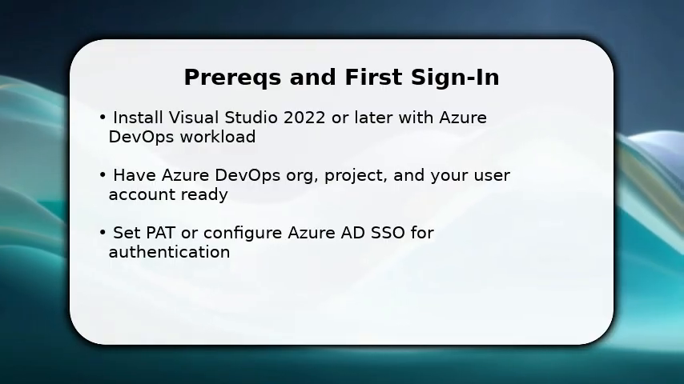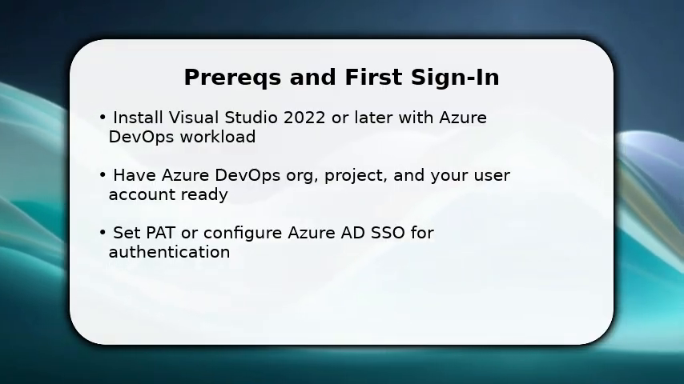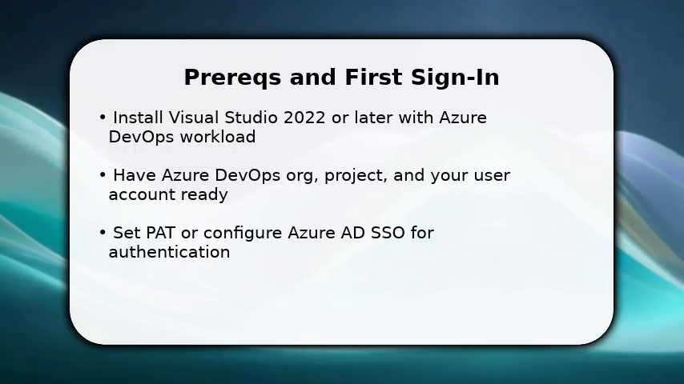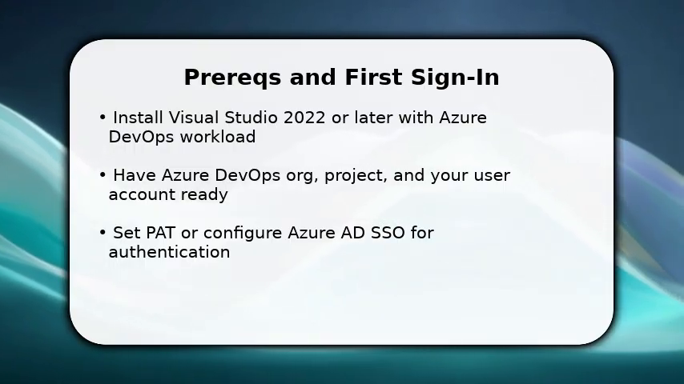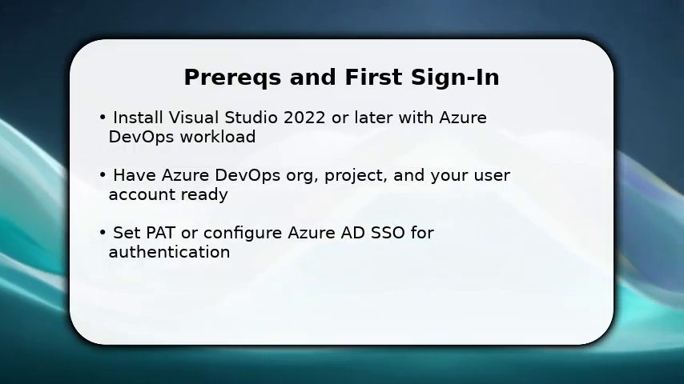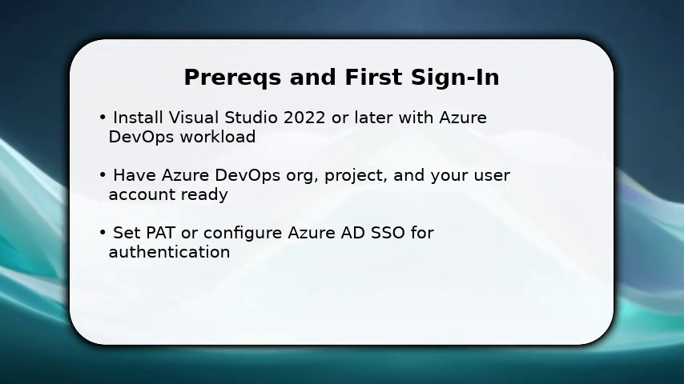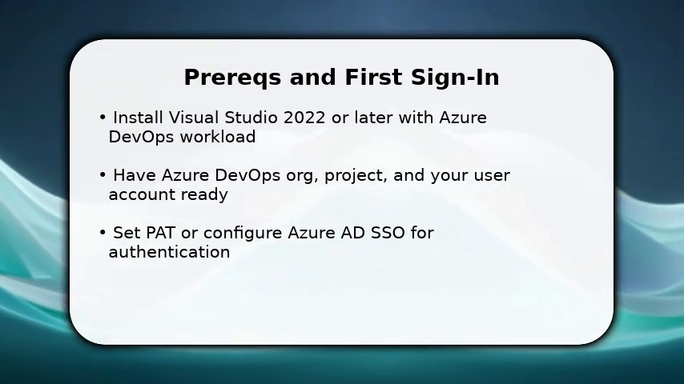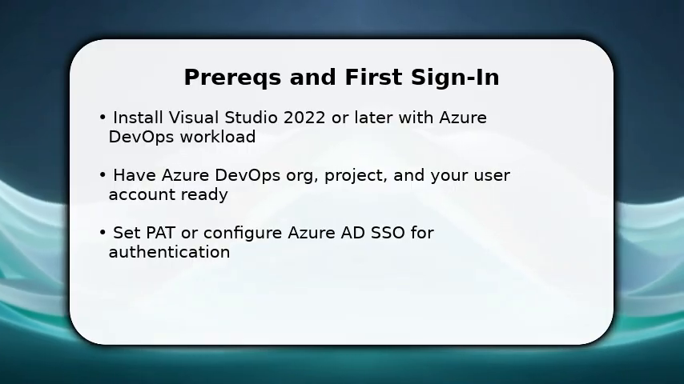If you use personal access tokens, create a PAT in Azure DevOps and copy it. Otherwise, ensure Azure AD SSO is enabled for seamless login. Once signed in, Visual Studio will list available organizations and projects. Select the one you need and move on.